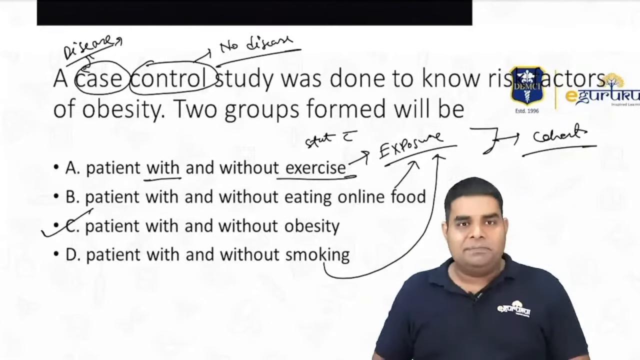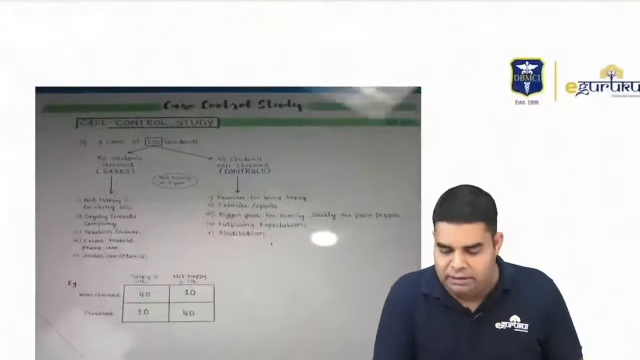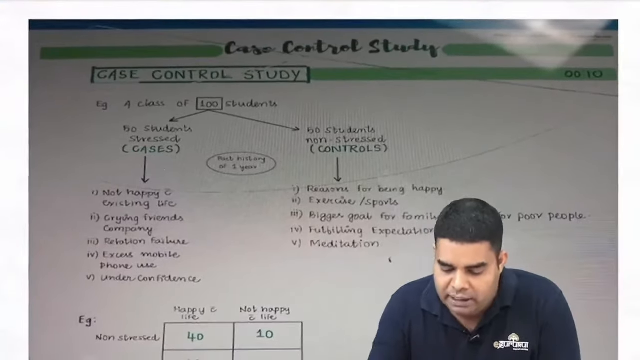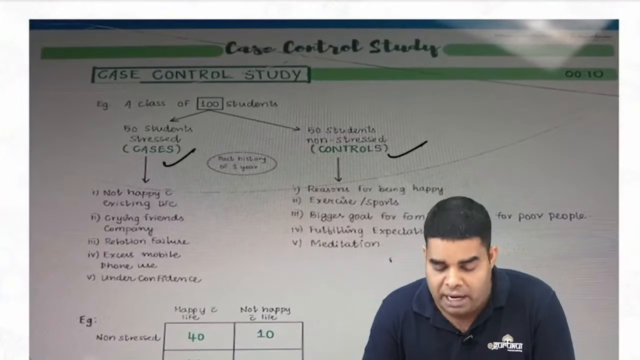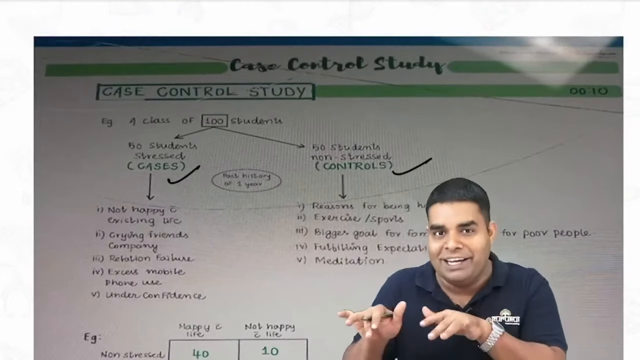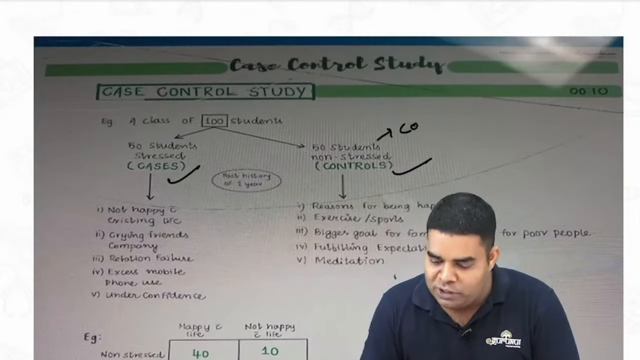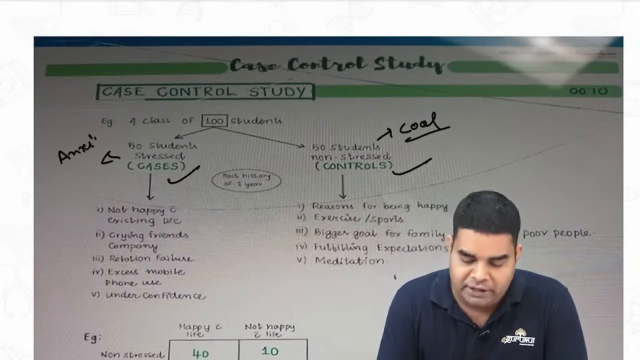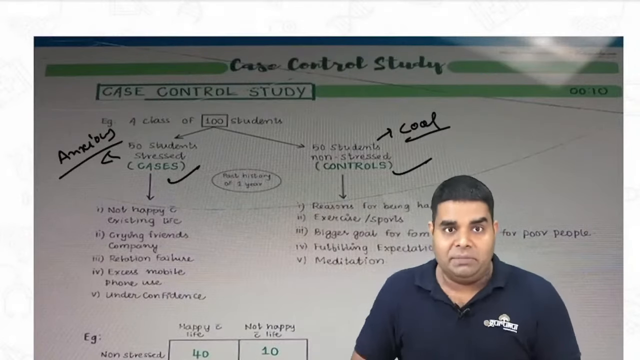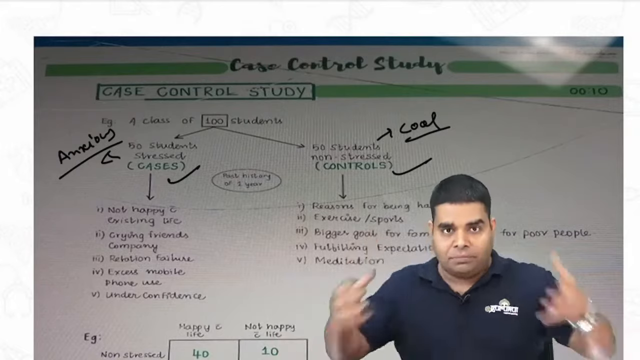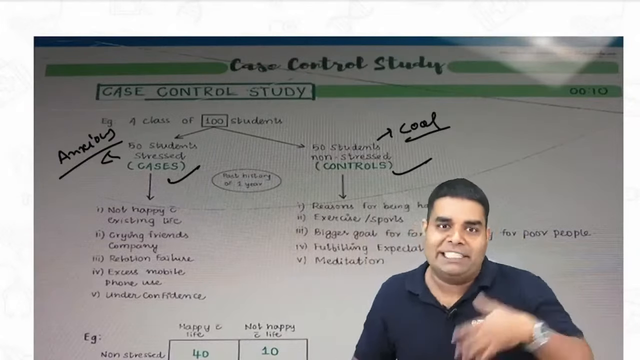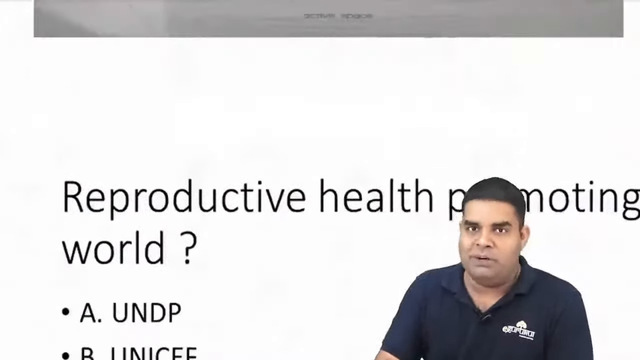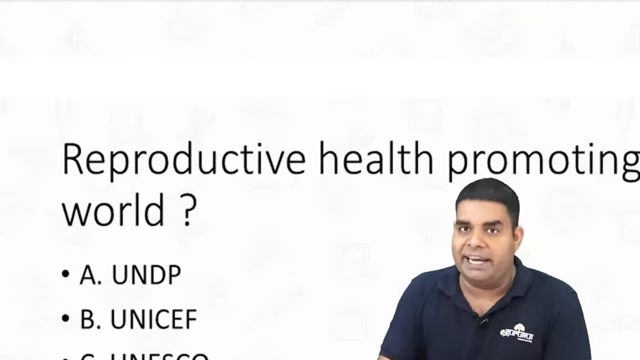The answer is C. Of course it is taught in class that in a case control study, the first thing we look at is case and control. Suppose I am comparing what is the cause that some of us are cool, some of us are not cool. So we will put cool students over here as control, and we will put anxious students over here as case. And then we will try to find out what are the risk factors, why some of them are cool, why some of them are anxious. So the correct answer is of course one group with obesity, one group without, because it was written that it is a case control study.